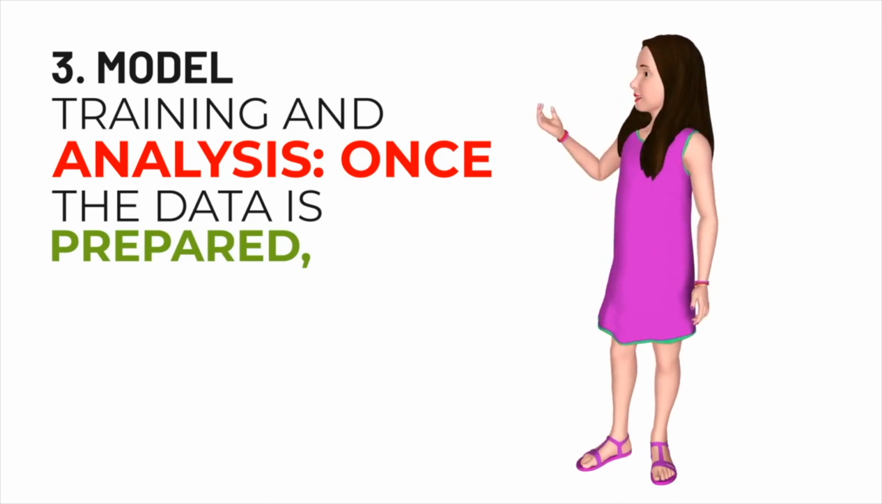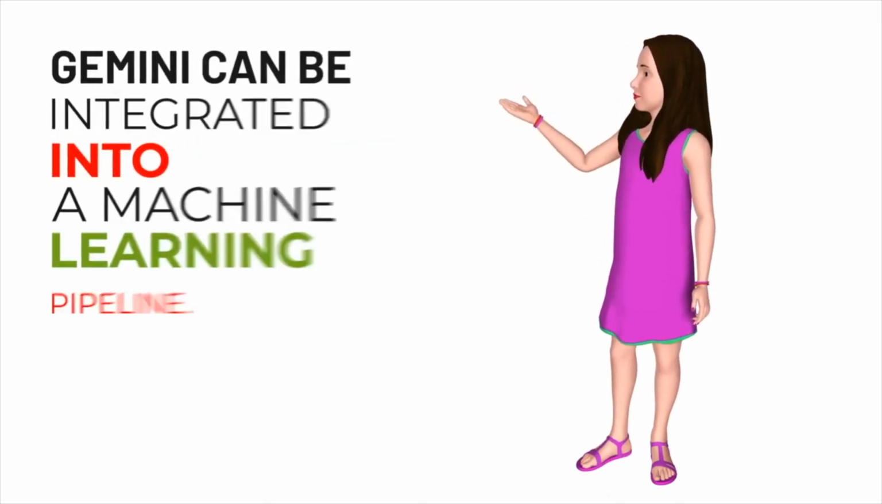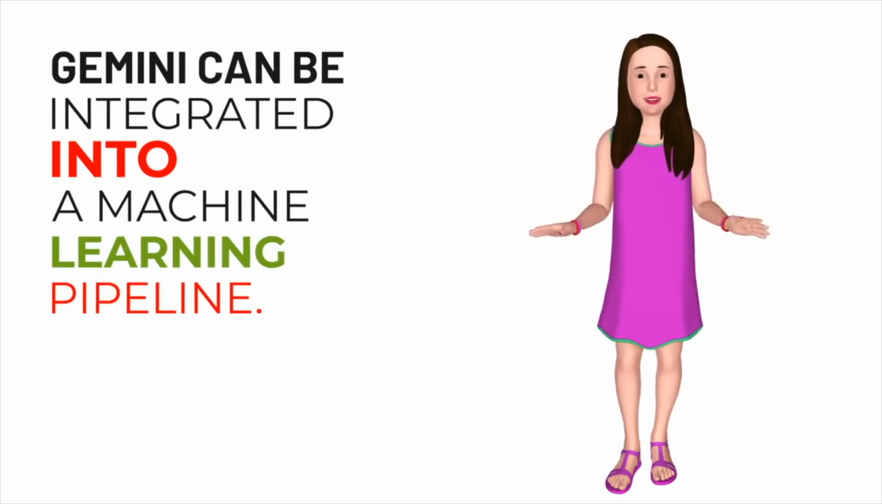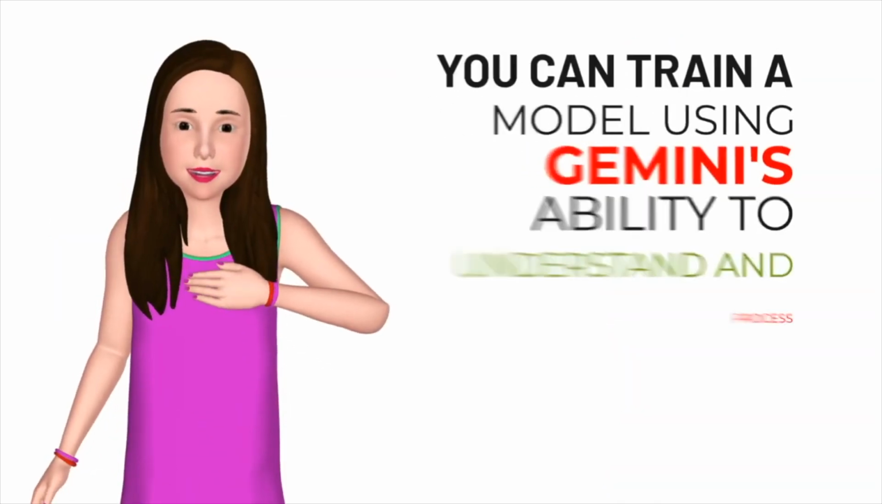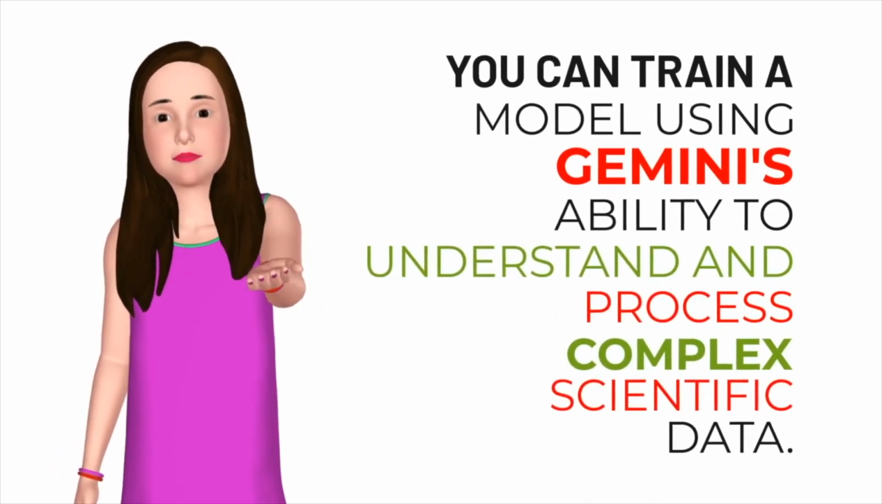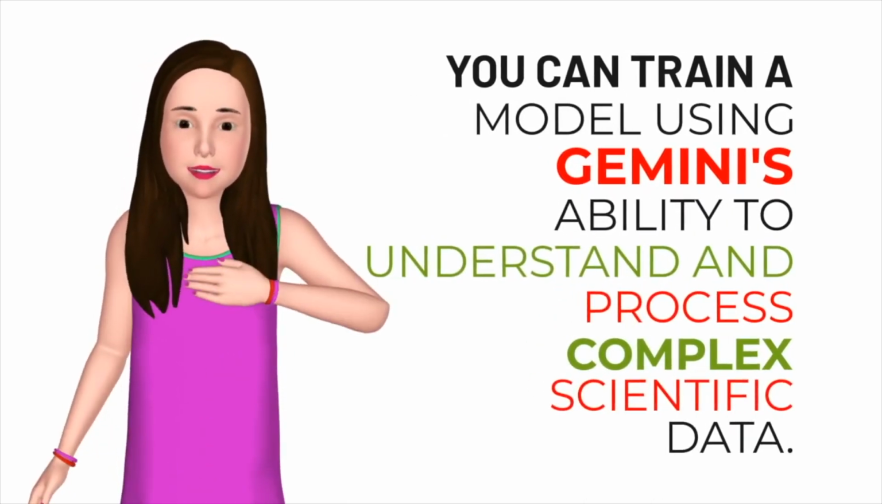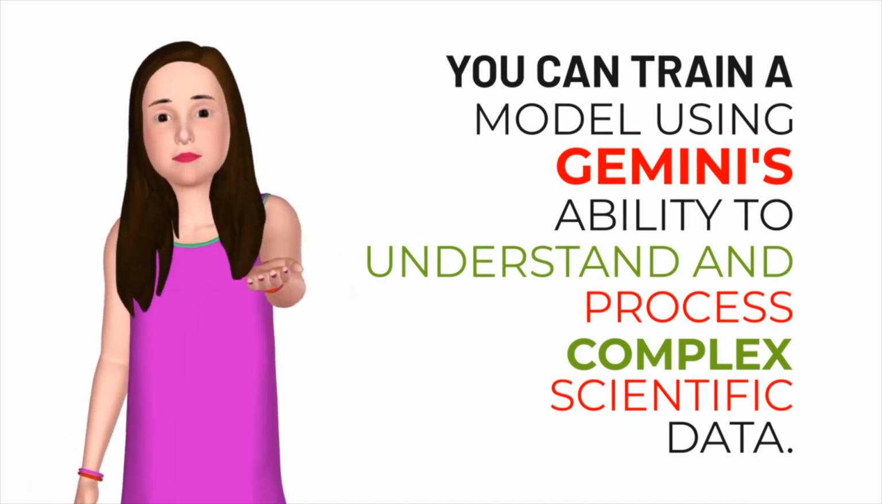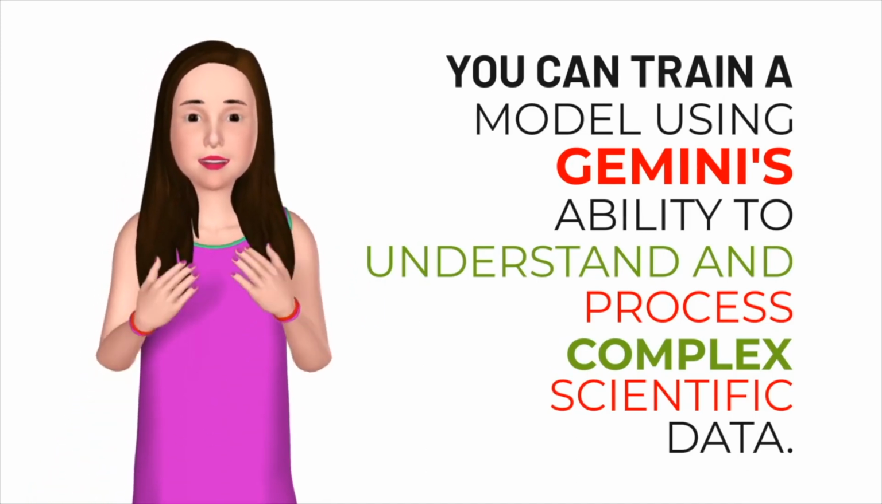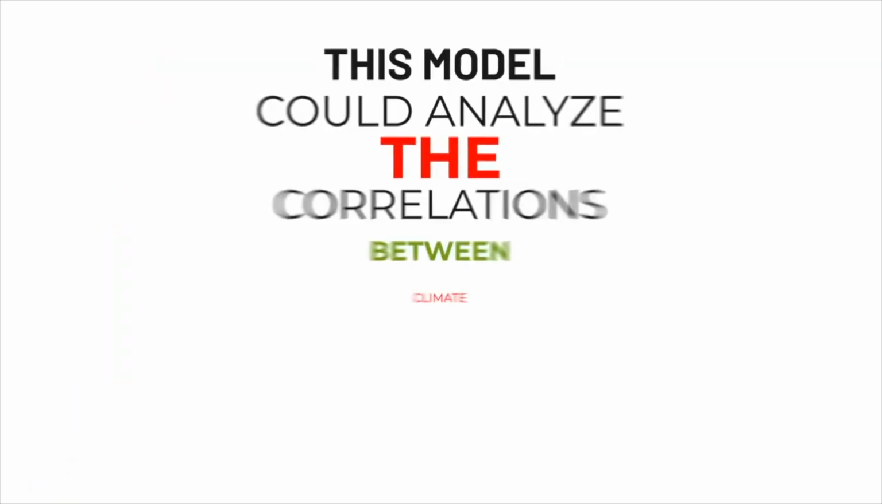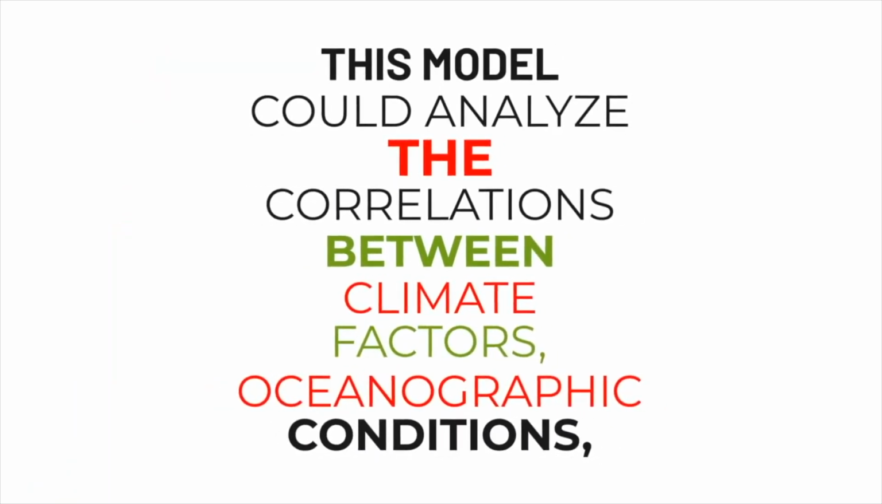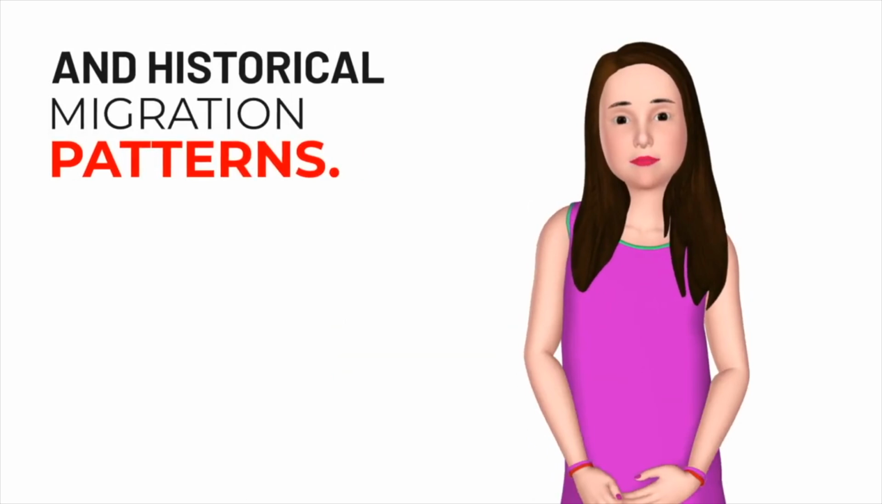3. Model training and analysis. Once the data is prepared, Gemini can be integrated into a machine learning pipeline. You can train a model using Gemini's ability to understand and process complex scientific data. This model could analyze the correlations between climate factors, oceanographic conditions, and historical migration patterns.